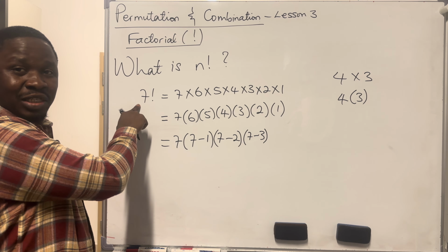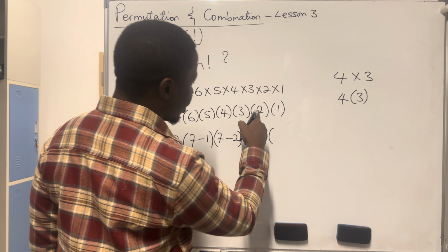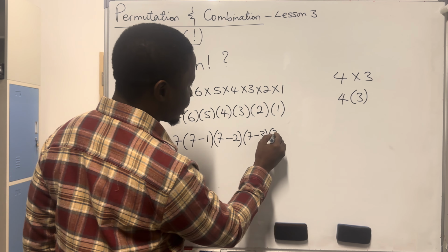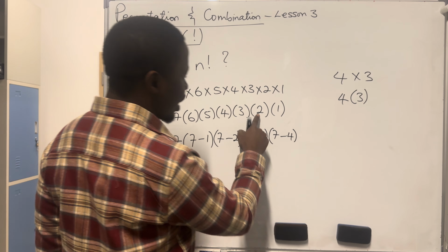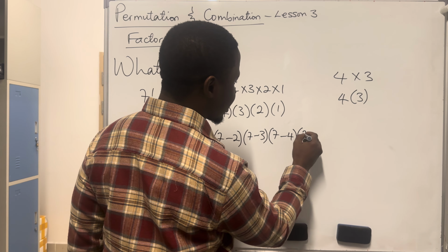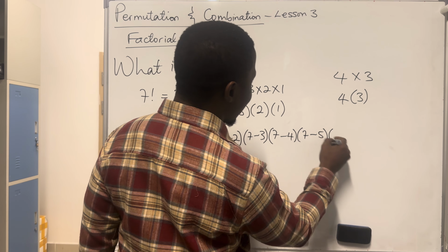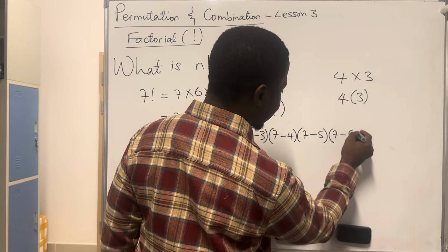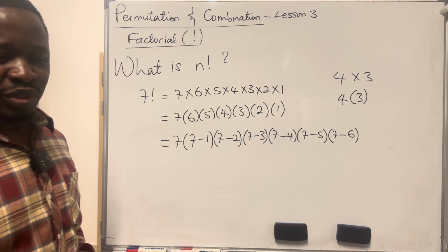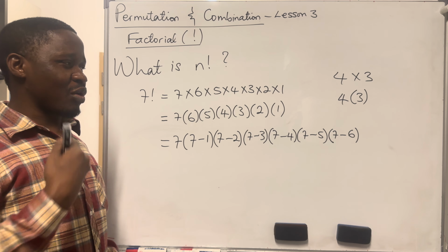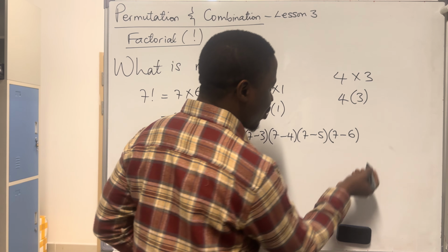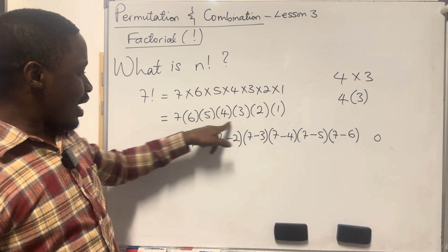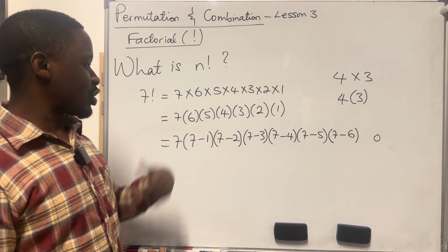Yeah, the factorial number is the one you are using. How about 3? 3 is the same as 7 minus 4. How about 2? It is the same as 7 minus 5. How about 1? It is the same as 7 minus 6. Can we say 7 minus 7? No, we cannot say that. Why can we not say 7 minus 7? Because 7 minus 7 will give us 0, and once it is 0, 0 multiplied by anything else is 0. So it will destroy this factorial number.